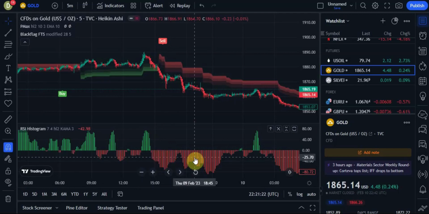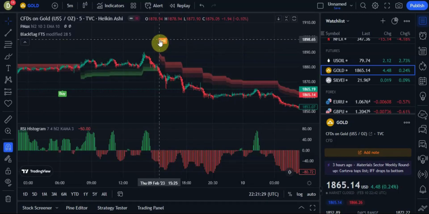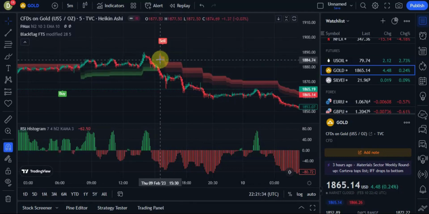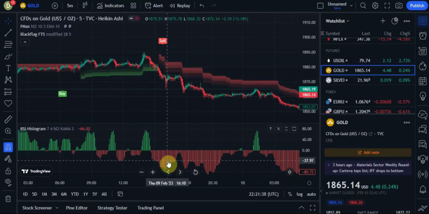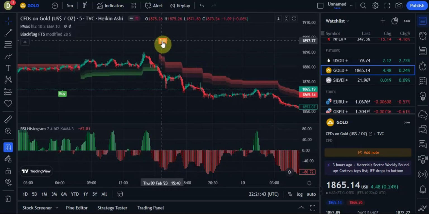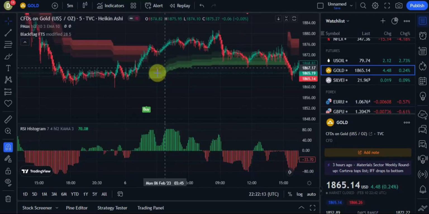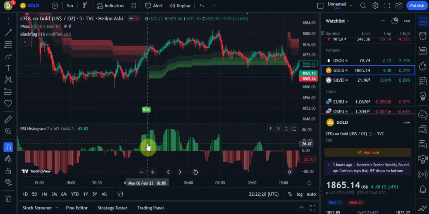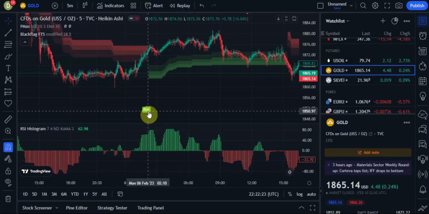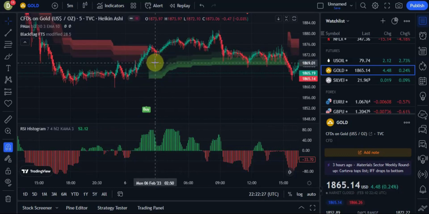So let's take a look at our chart now, and right away right here we see where we have our sell signal from our PMAX indicator. Our black flag indicator has the red cloud here, and down below we see that the RSI histogram is below the zero line and red, so we know this is a valid sell signal right here. And right at this section, we now see where the black flag indicator is green. Below, the RSI histogram is also above the zero line in green, and we have our buy signal right here from our PMAX indicator, okay? So we know this is another valid buy signal.